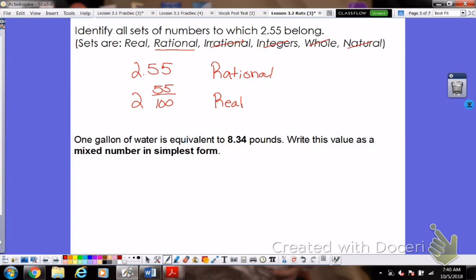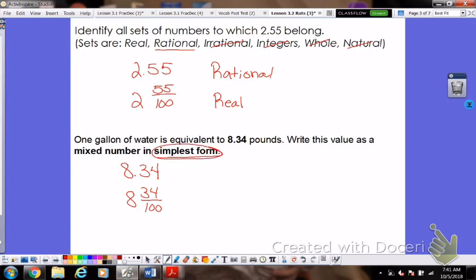And our last problem for this lesson, 1 gallon of water is equivalent to 8.34 pounds. Write this value as a mixed number in simplest form. So if we bring down 8.34, well, just like up here, we want to think about how do we say this? We would say 8 and 34 hundredths. So 8 and 34 over 100.